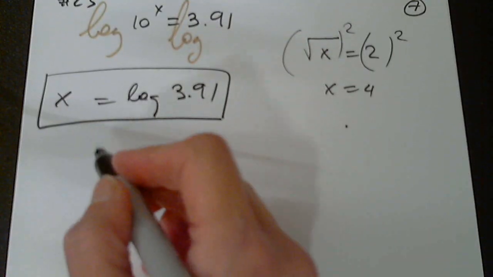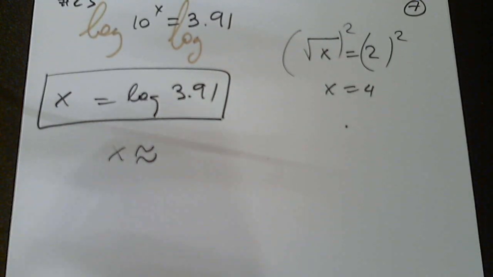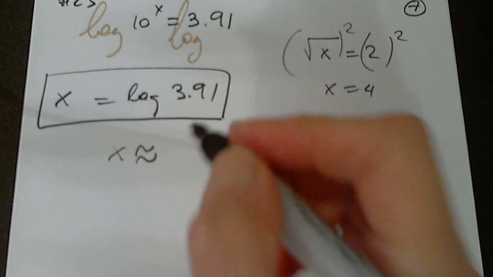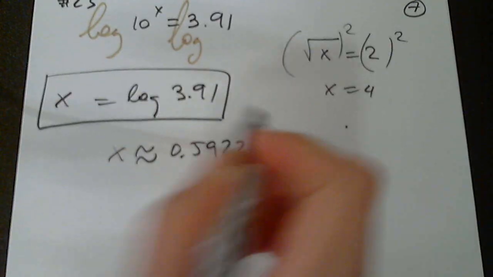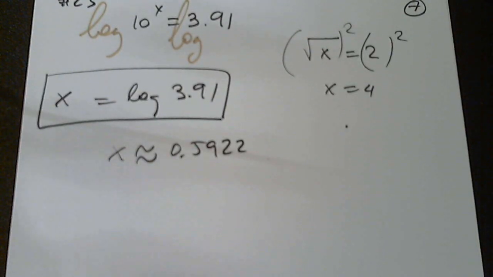Of course, I can approximate. Put in the graphing calculator. And common log of 3.91 is something like 0.5922. How do I check? Well, I raise 10 to this power, to the previous answer. And the answer must be 3.91.